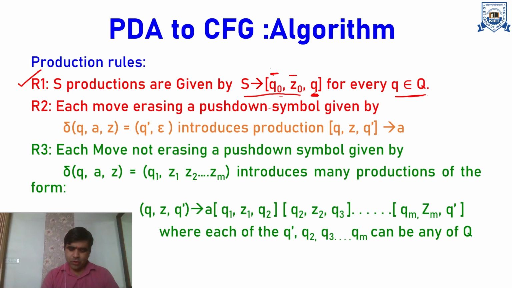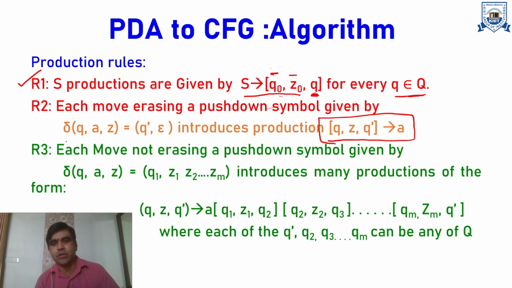So given a push down automata, we have only these three types of production rules. One is the production rule for the start symbol. Then, if there is a transition function in your push down automata of this type, each move erasing a push down symbol means we are popping an element from the stack. Every such move introduces a production rule of this type.